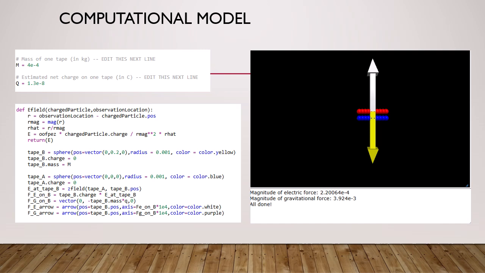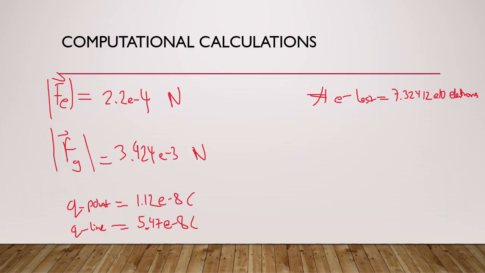So here's our computational model, and here's the outcome of it. My arrows were a little big, but that's okay. So note the calculations for the GlowScript code. This is what I got for electric force, what I got from gravitational force, like you saw in the screenshot before. Of course, there's a discrepancy, there shouldn't be, but anyway, here is from part 1 of the lab.